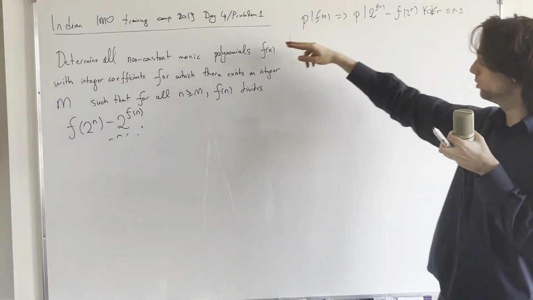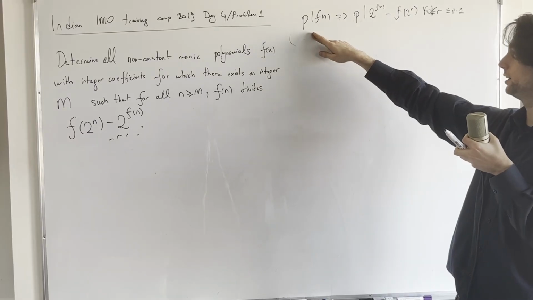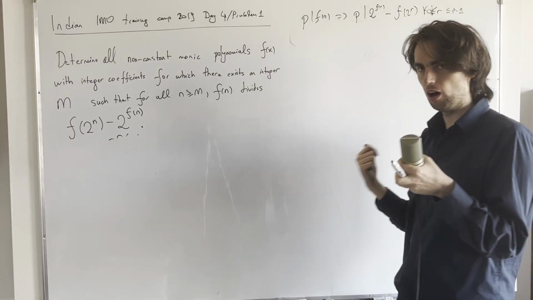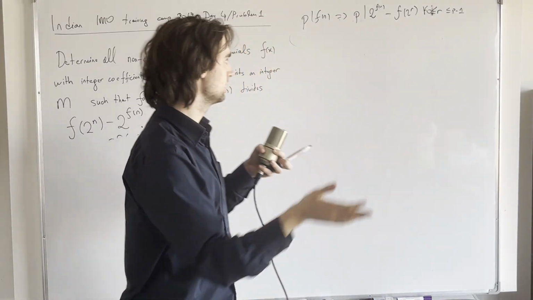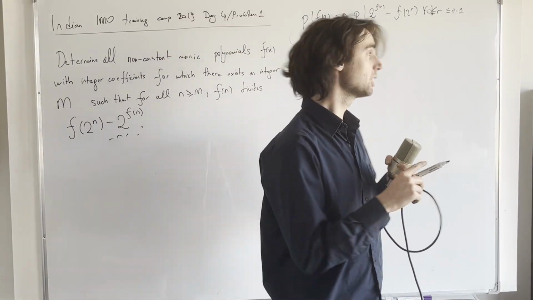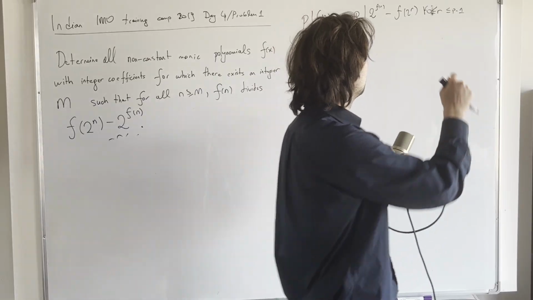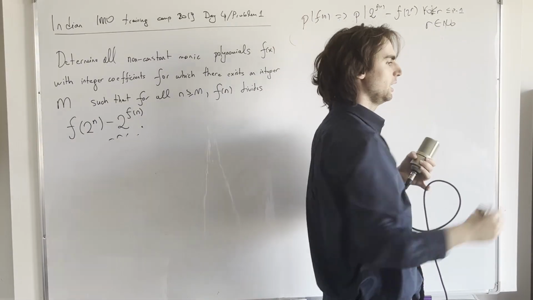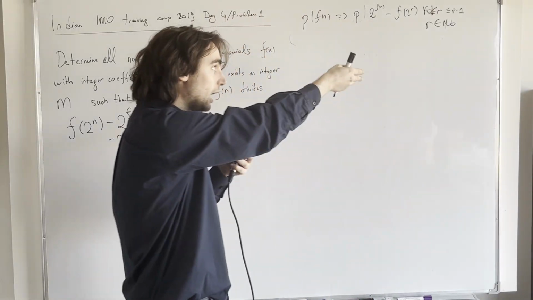So what we've gotten to is, for every p that divides f of n, we have that prime p divides this for every single r. For every r that's less than or equal to p minus 1. Now, not just less than or equal to p minus 1, but actually every single r that's in the non-negative integers.